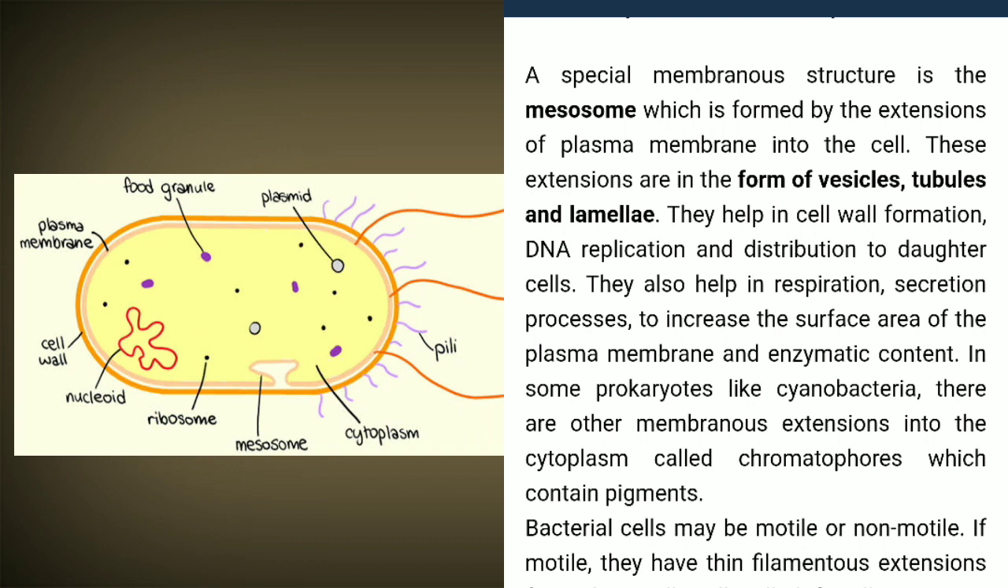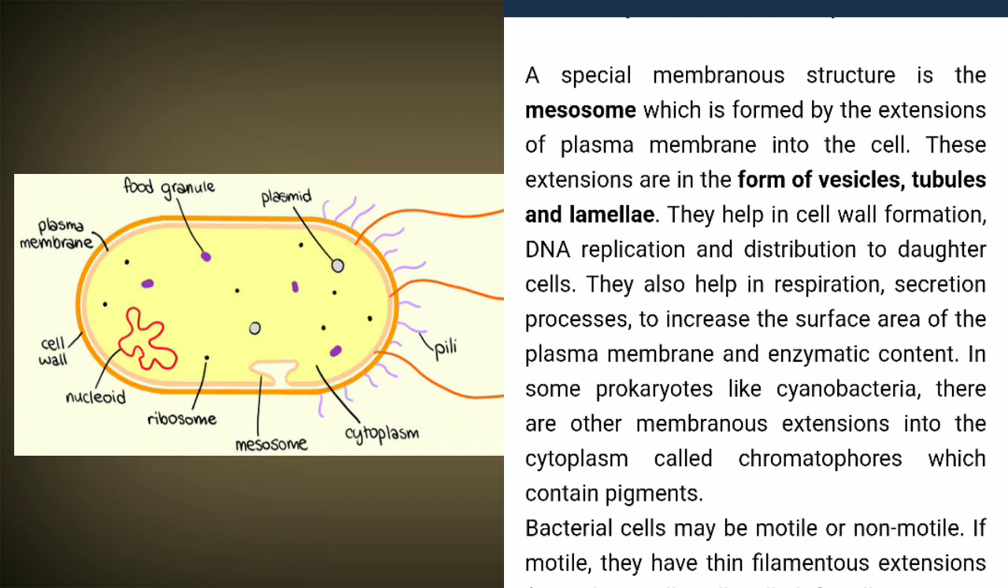And in some prokaryotes like cyanobacteria, there are other membranous extensions in the cytoplasm called chromatophores, and these contain pigment. For example, in cyanobacteria or photosynthetic bacteria, there is the photosynthetic lamella or thylakoids, which store the photosynthetic pigments. These are also derived from the cell membrane and are present inside the cytoplasm of these prokaryotic cells.